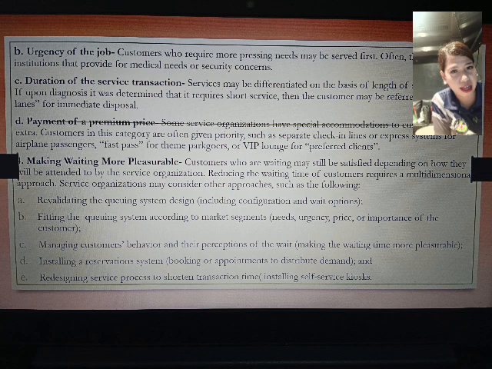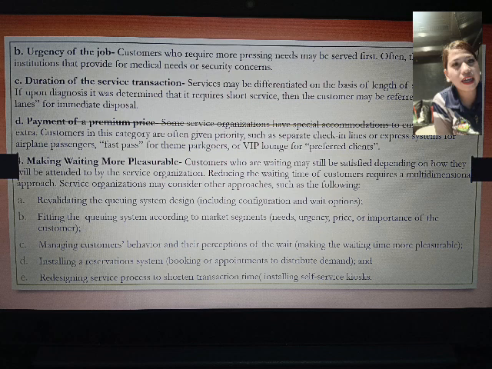Next is duration of a service transaction. Services may be differentiated on the basis of length of service required. If upon diagnosis it was determined that it requires short service, then the customer may be referred to express lanes for immediate disposal. So in the duration of the service transaction, this is referred to as express lanes.